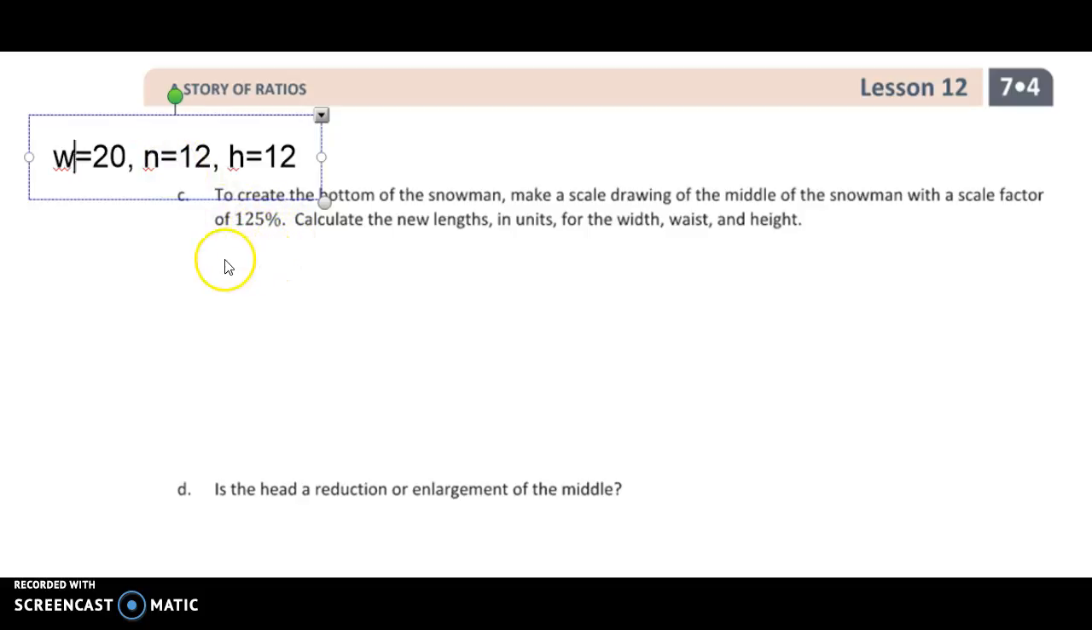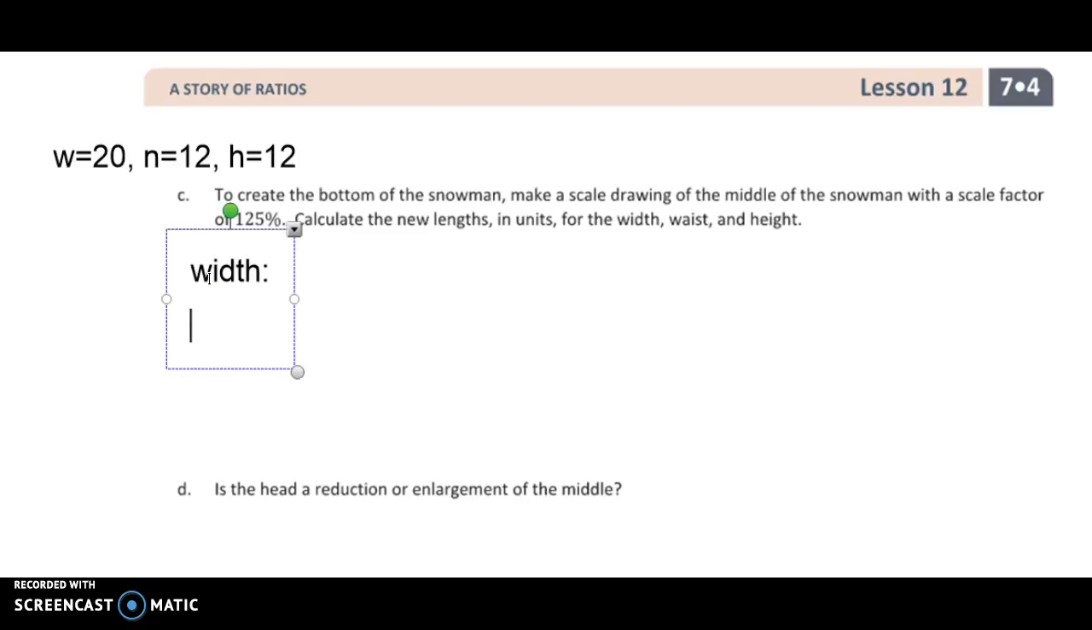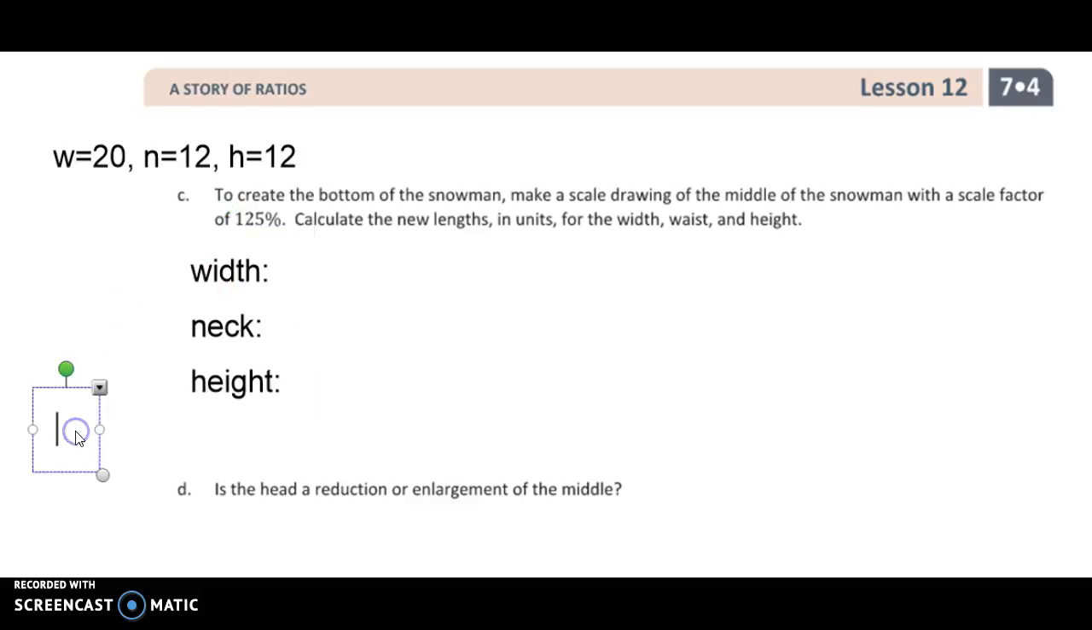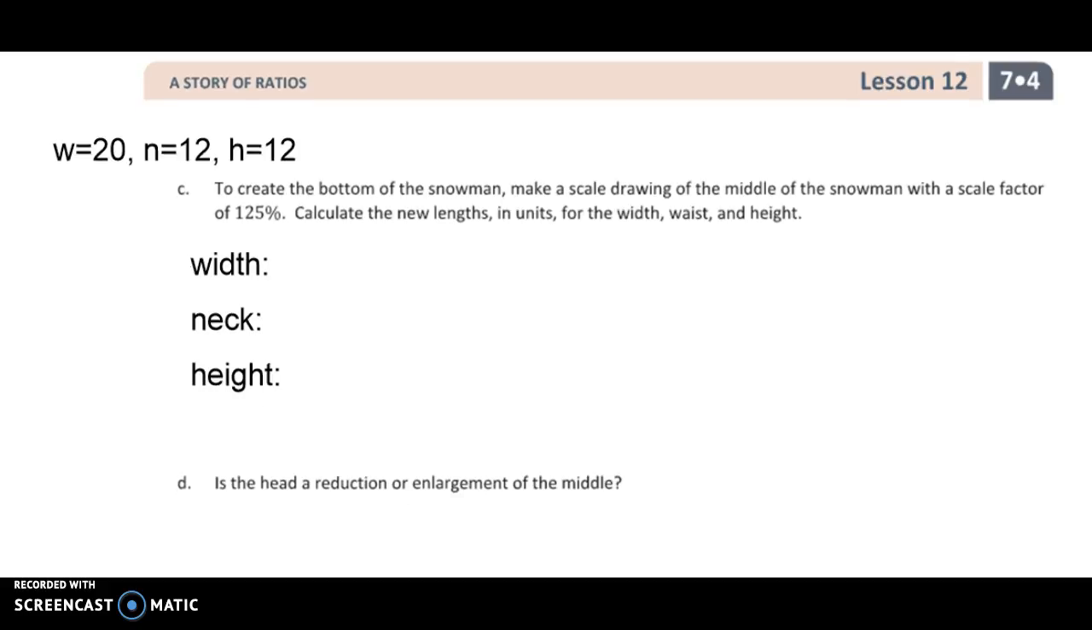If it's 125%, it's going to be getting bigger. What I want to know is, again, what's the new width going to be for the bottom of my snowman, what's the size for the neck, and what's the size for the height. Okay, so you've got letter B to finish up, and then letter C to do on your own. Now I'll give you the time to do that now. Again, go ahead and pause that to finish up B and C, or whenever you're done with that and you come back to finish the rest of the video.